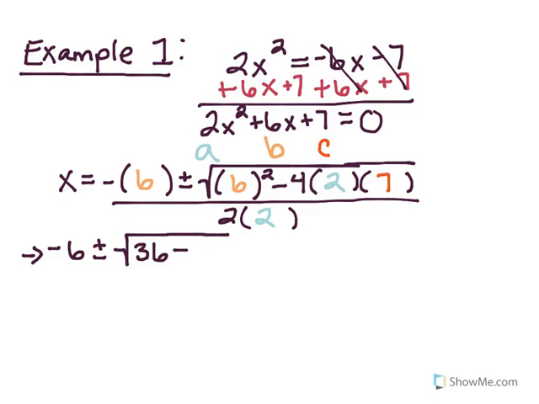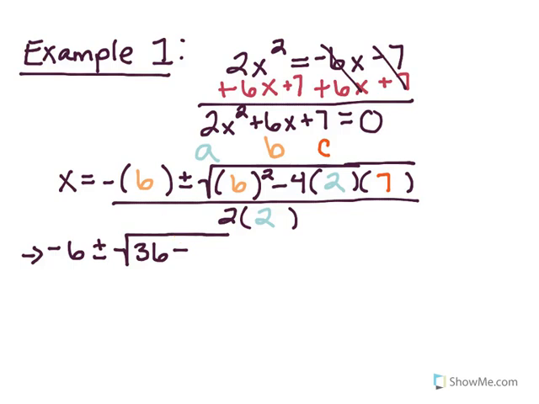minus, and at this point I'm going to look through my a and c terms, this 4 times 2 times 7, to make sure that there are no other negative numbers. Because if there were, this minus sign after the 36 would have to become positive. So you want to be really careful about that. Chances are if you make a mistake on these kinds of problems, this is where it's going to happen. So let's be super careful.